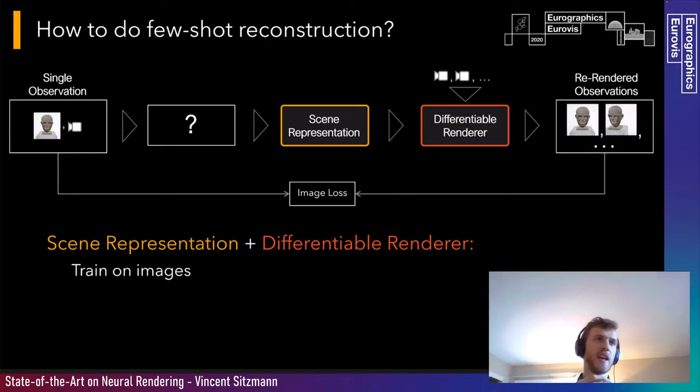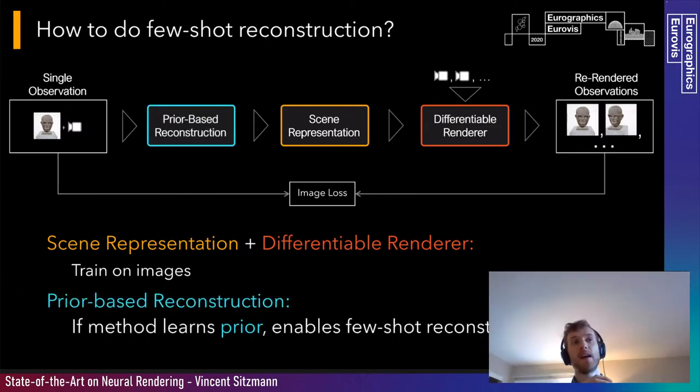One of the key questions in this line of research is, how do we do few-shot reconstruction? What if we only have a single observation, or very few observations? As a result, the underlying 3D scene is under-constrained given these observations. For that, we have to be a little bit smarter with the reconstruction algorithm, which in these cases will have to be learned. It's going to learn a prior over the set of all possible scene representations. That then allows us to reconstruct scenes even if we only have very few observations of the scene.